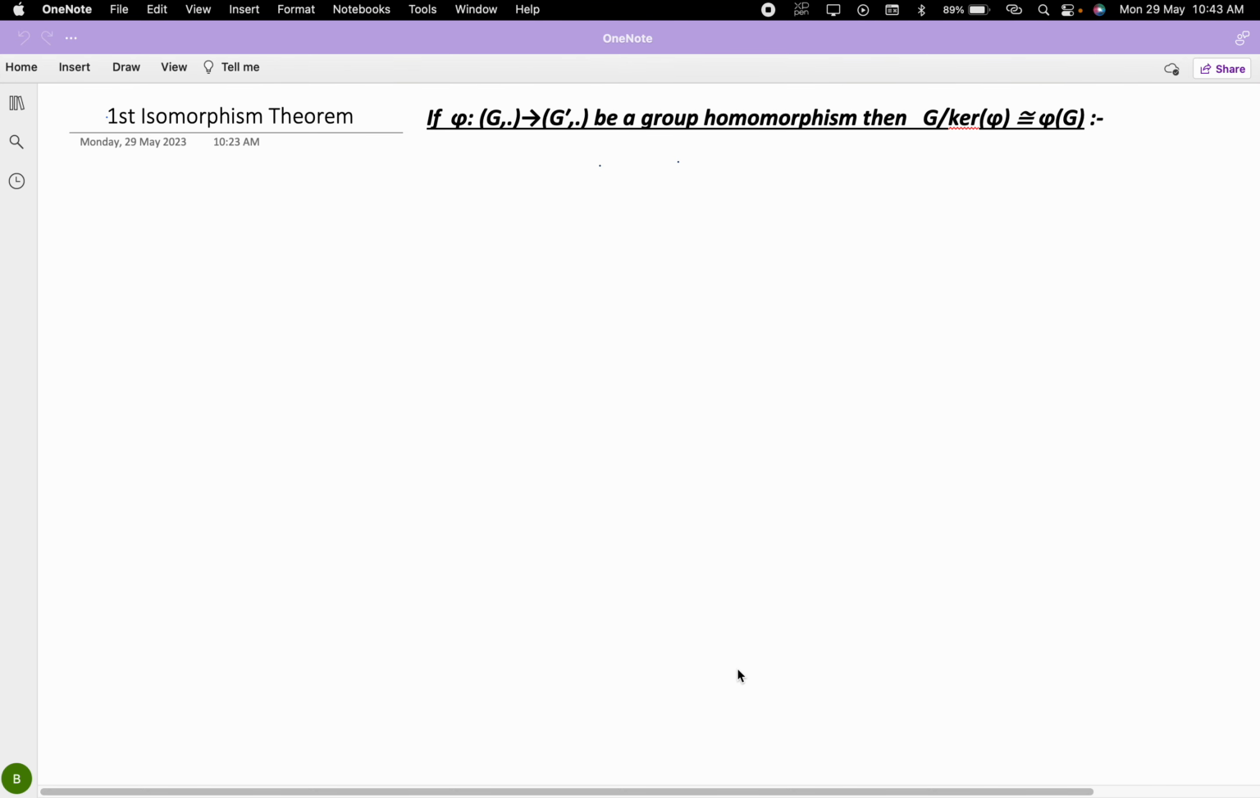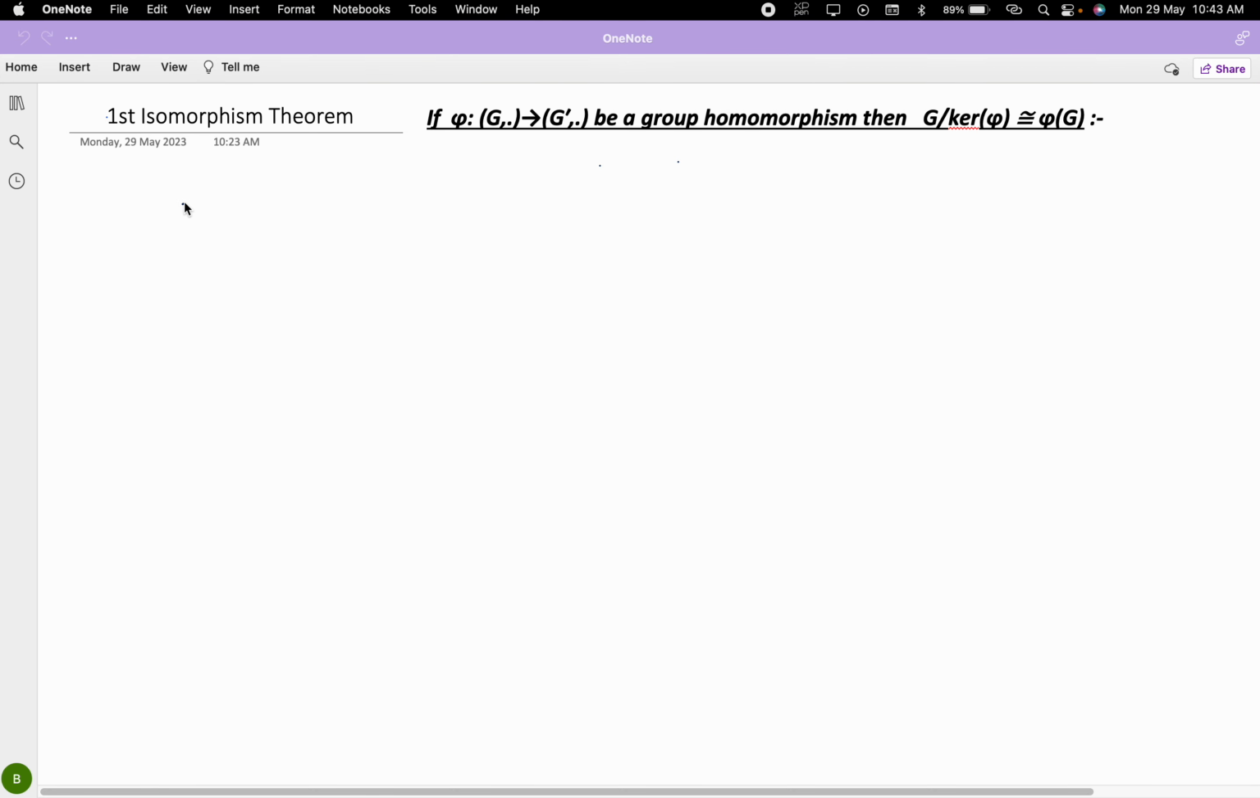What the statement says: if phi is a homomorphism from G to G dash, then G by kernel phi is isomorphic to phi of G. We are just given that phi is a homomorphism from G to G dash, and we have to show that G by kernel phi is isomorphic to the image of phi. That much only we have been given, that phi is a homomorphism.